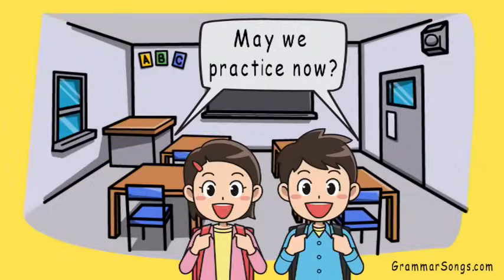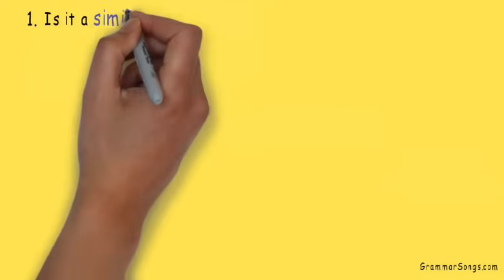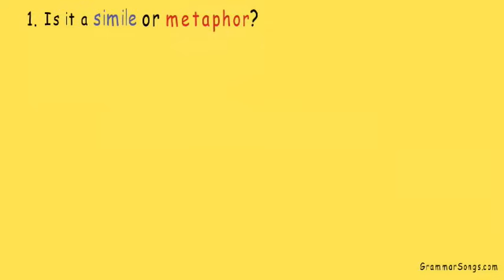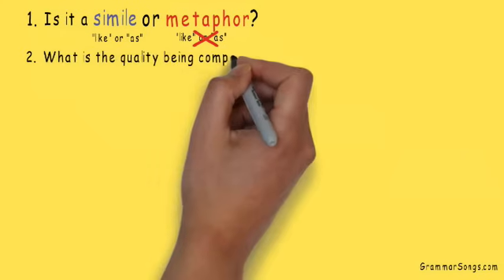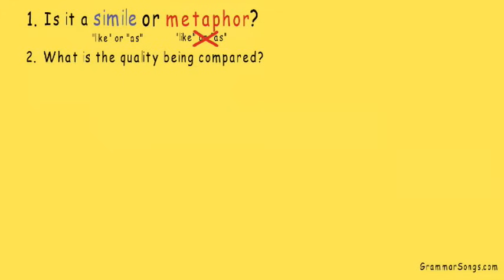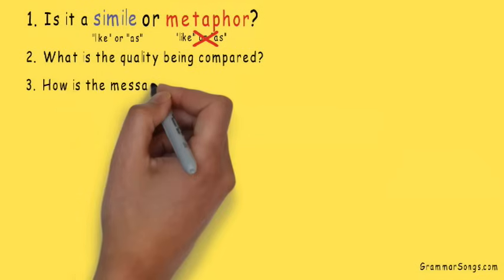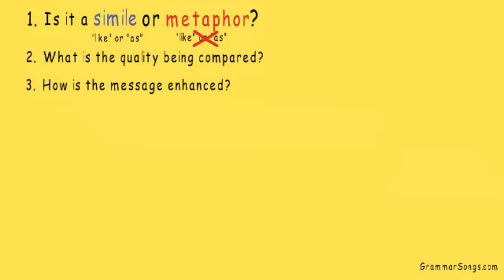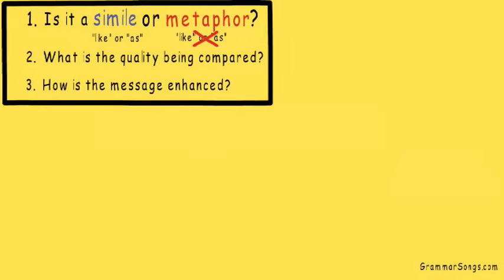May we practice now? Absolutely. First, let's analyze the words to see if the sentence is a simile or a metaphor. Remember, a simile compares two things using the words like or as. A metaphor does not use the words like or as to compare. It simply states that one thing is another. Then let's note the quality being compared. We want to understand how the two things being compared are similar. And finally, let's discuss why an author or speaker may choose to use the simile or metaphor. How does it improve or enhance the message being sent to the listener or reader?